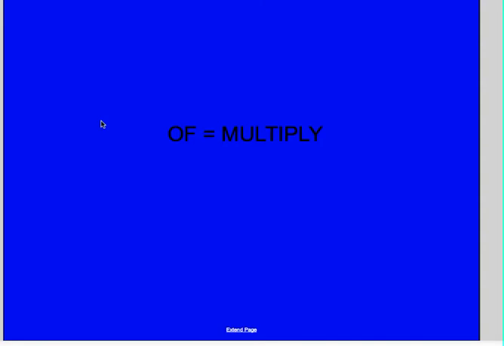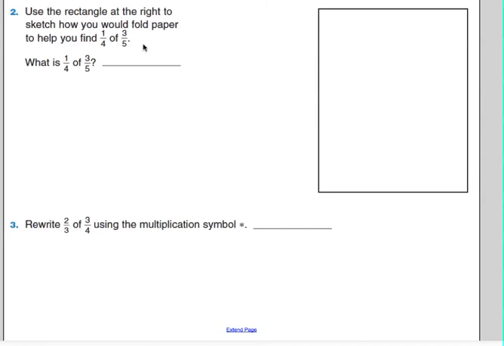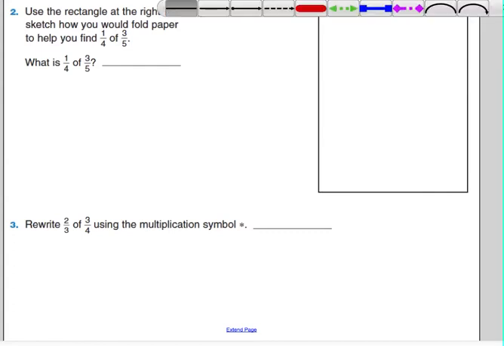So from now on, I want you to think that word of. When you hear that word of, you know that you need to multiply. Okay, so this is on your journal, page 264, and you should be working this in your journal. Okay, let's use the rectangle at the right to sketch how we would fold paper to help us find 1/4 of 3/5. What is 1/4 of 3/5? Okay, so first, let's do that problem.